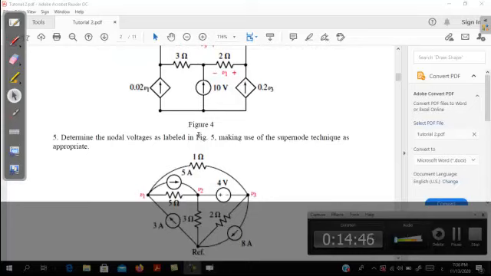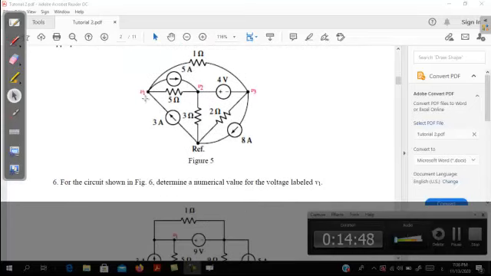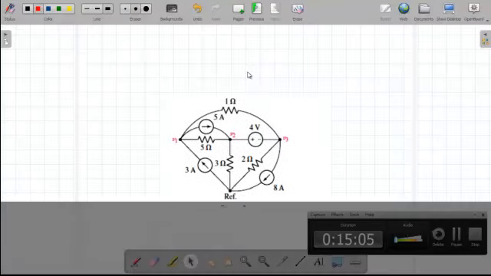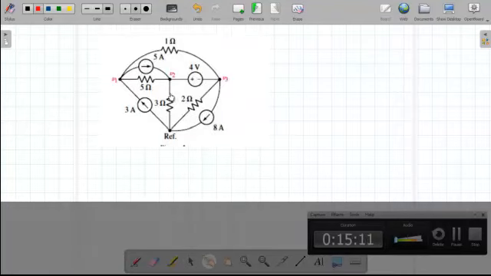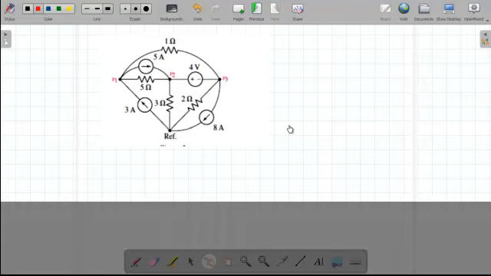So we go to the fifth problem. Here we need to find the nodal voltages V1, V2, and V3. What we have here is actually a supernode, because there is a voltage source between node 2 and node 3. So we write our KCL as normal.